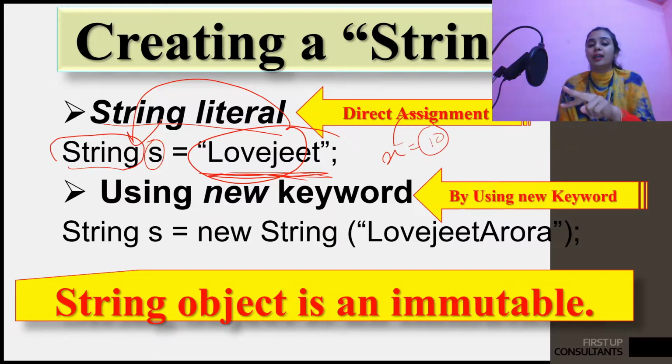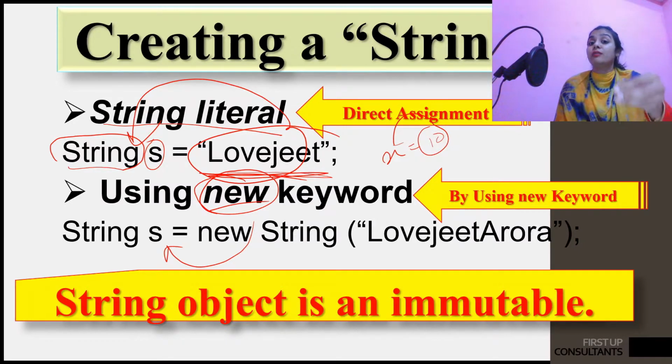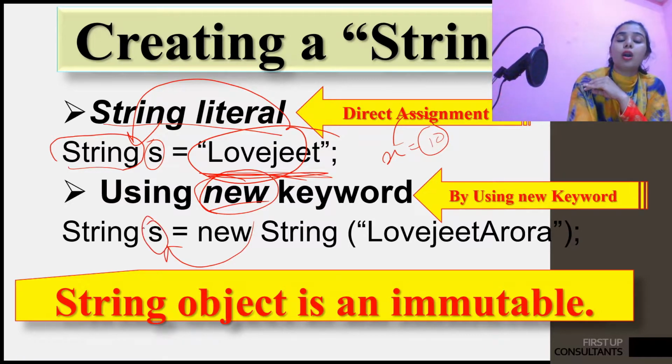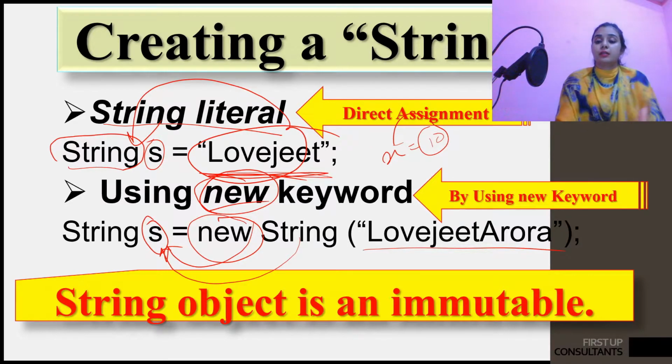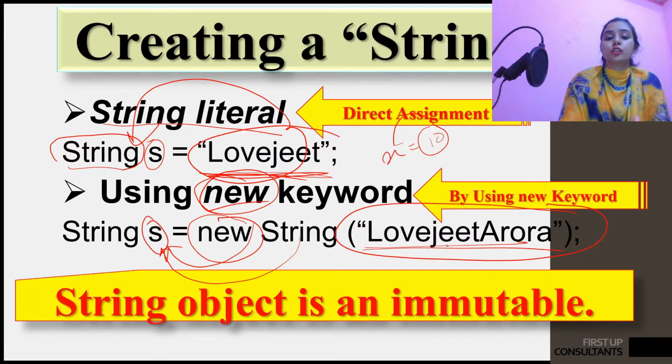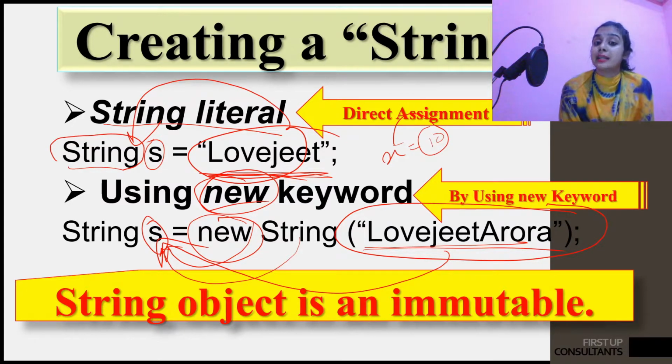In the second way, we use the new keyword. New is the operator there. Usually we use new when we are making the object of a class. As we know, String is a class, so s is called the object of this class. Now with the help of new, we are creating this and assigning it a value, which is of string type. Okay, so Lovejeet Arora, we are assigning to this s. These are the 2 ways through which we create a string.